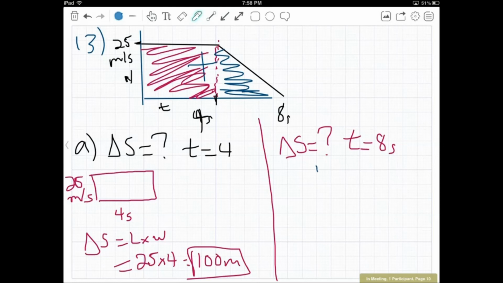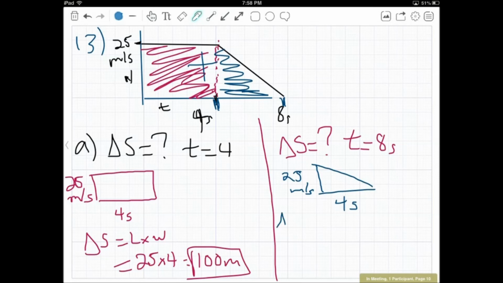So I have a triangle. The height is easy to find, 25 meters per second still. The base, sometimes students mess this up. This is not 8 seconds long. The whole thing's 8 seconds long. This right here is only 4 seconds. If the total is 8, the first part's 4, then the second part has to be 4.